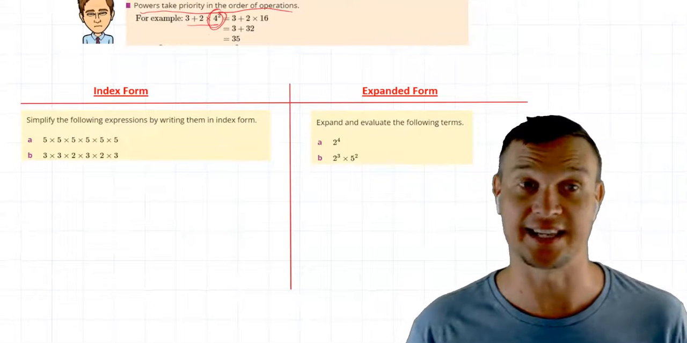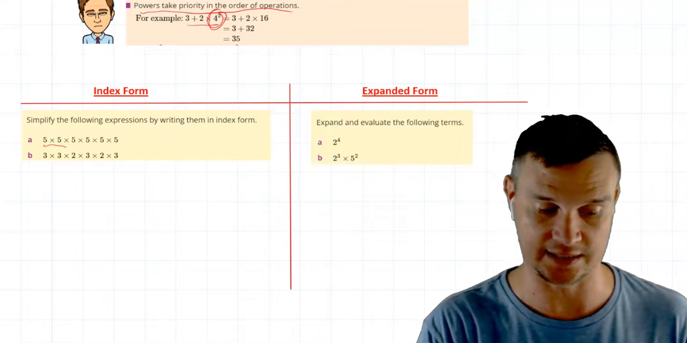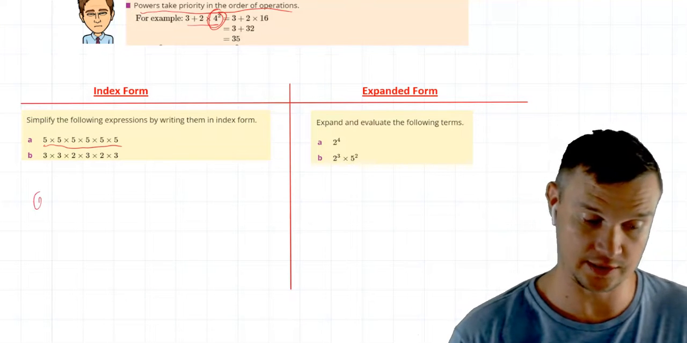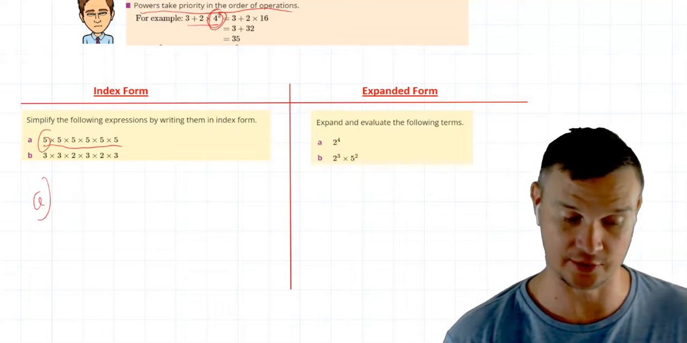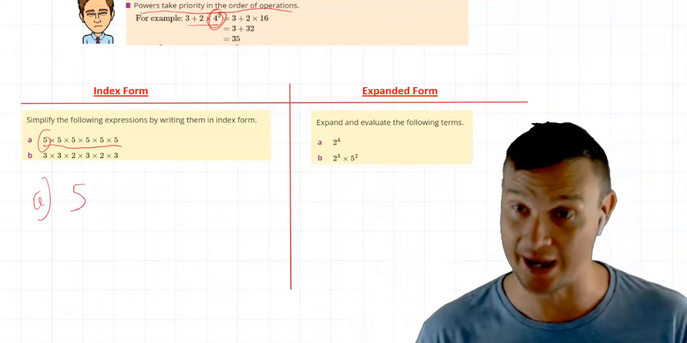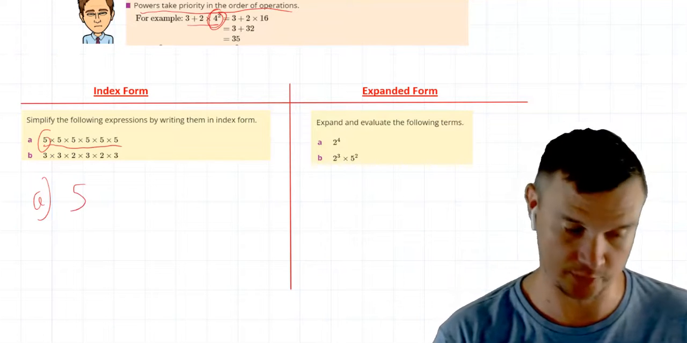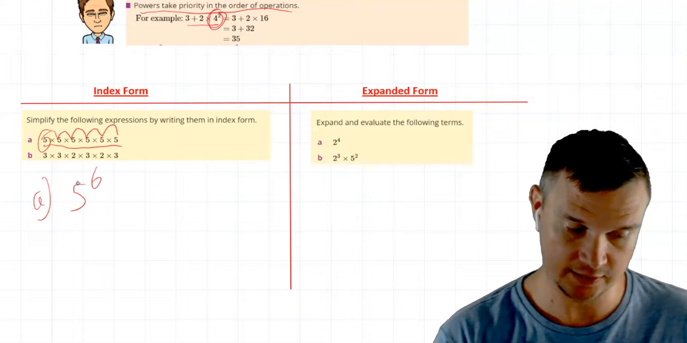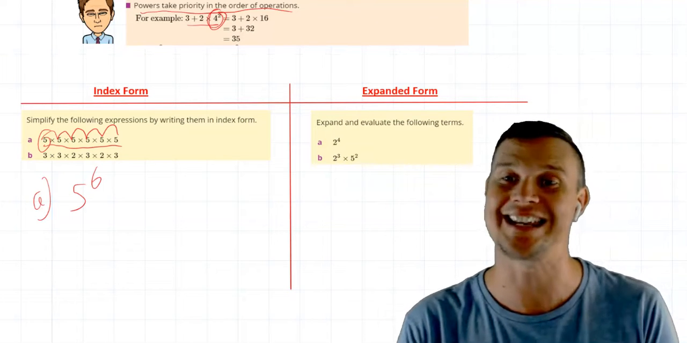We're just going to write these questions down. The first one, I want you to write in index form. All we need to do is write down the base number. Our base number is obviously going to be 5. And the exponent, or the index, or the power, will be how many times it is multiplied. So it's 1, 2, 3, 4, 5, 6. That's how we simply write that in index form.